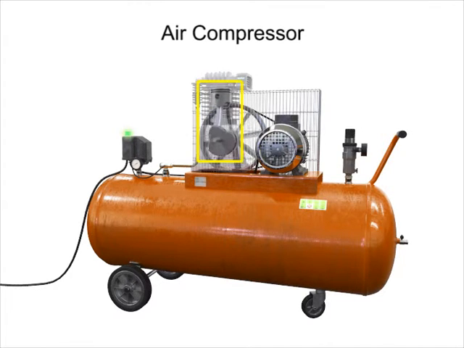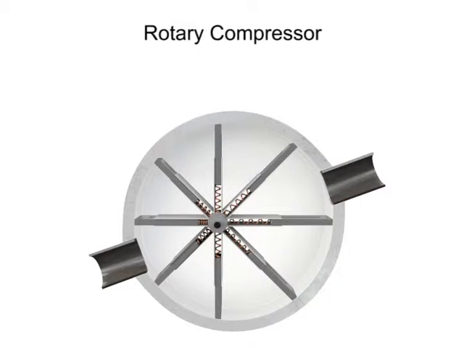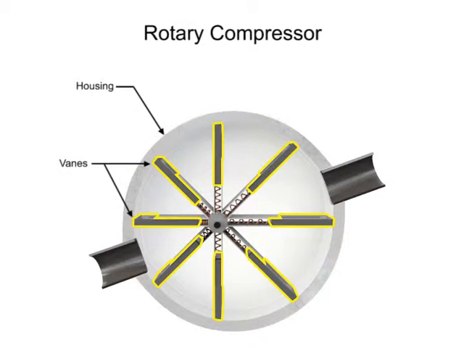Compressors with a piston as the compressing element are called reciprocating compressors. Compressors can also be made with vanes or impellers. These types of compressors are called rotary compressors. Rotary compressors typically consist of a cylindrical housing with adjustable rotary vanes, an inlet, and an outlet.